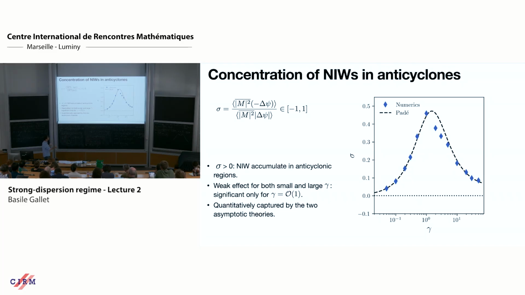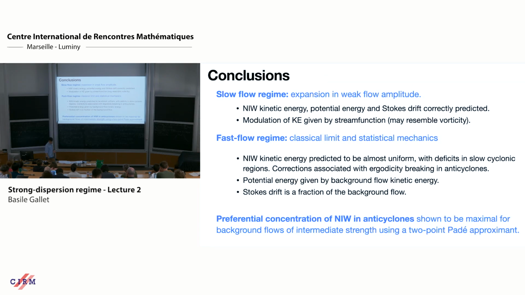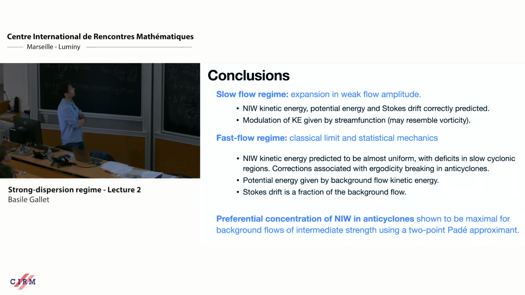And so the conclusion is that now we have an explanation as to why the preferential concentration is maximum for intermediate gamma, because it's close to 0 in both limits, and we predict that it should increase as we go to gamma approximately equal to 1. And if we want quantitative predictions, we can do this Padé approximant. So that's what's written in this summary slide here.